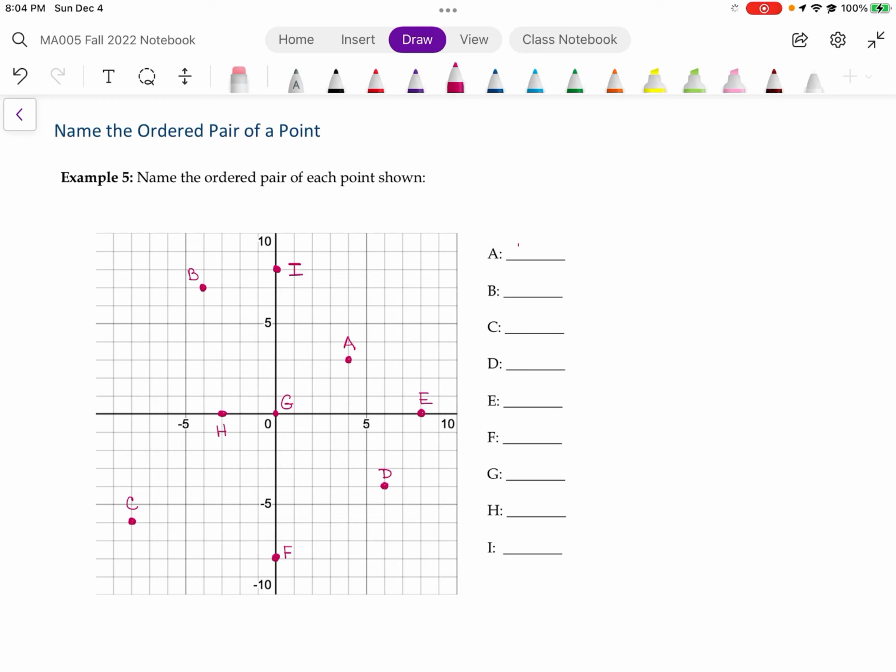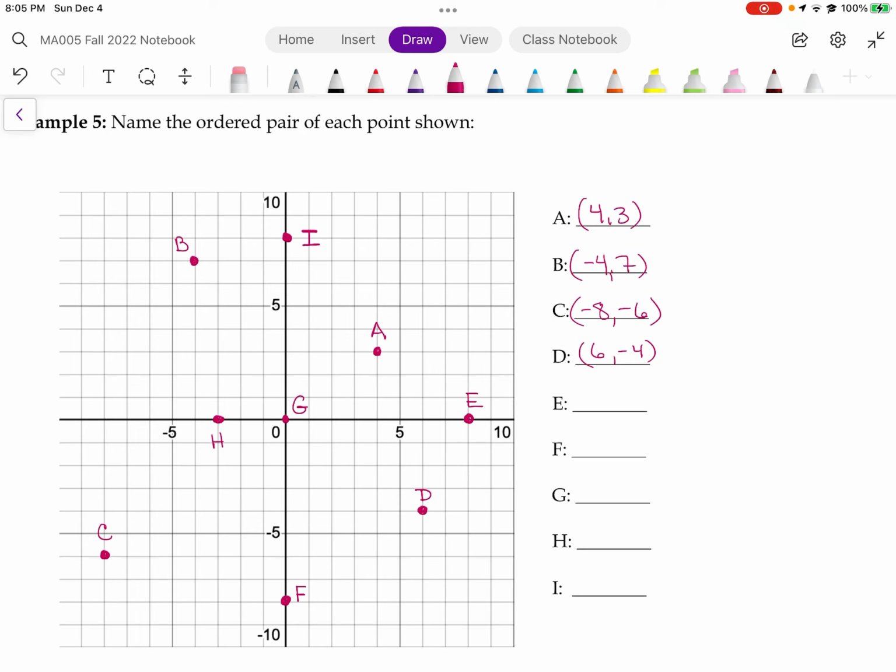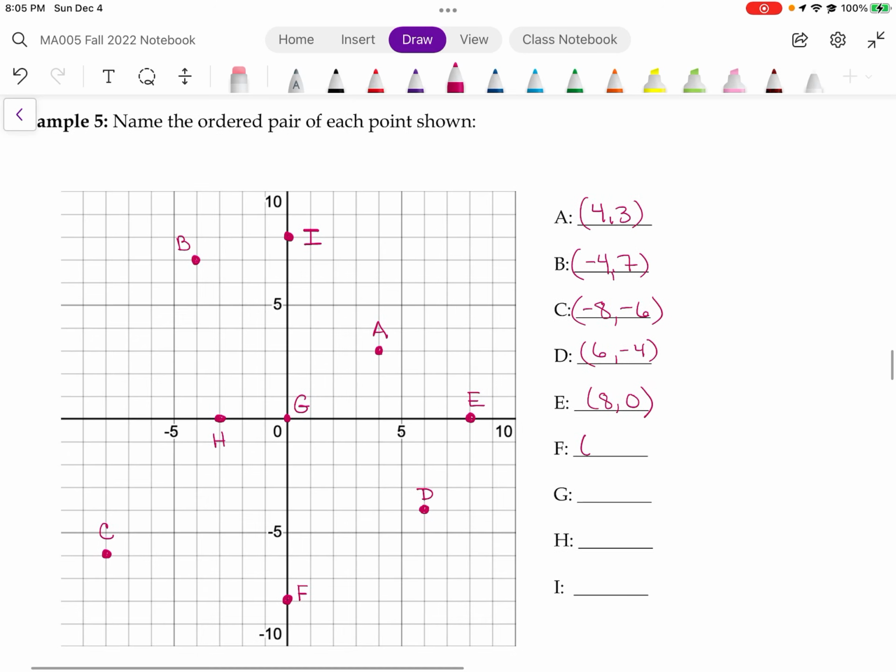All right, so A, you should have gotten (4, 3), and always use parentheses around it. B is (-4, 7). C is (-8, -6). D is (6, -4). E is (8, 0). F is (0, -8). G is (0, 0). H is (-3, 0). And I is (0, 8).